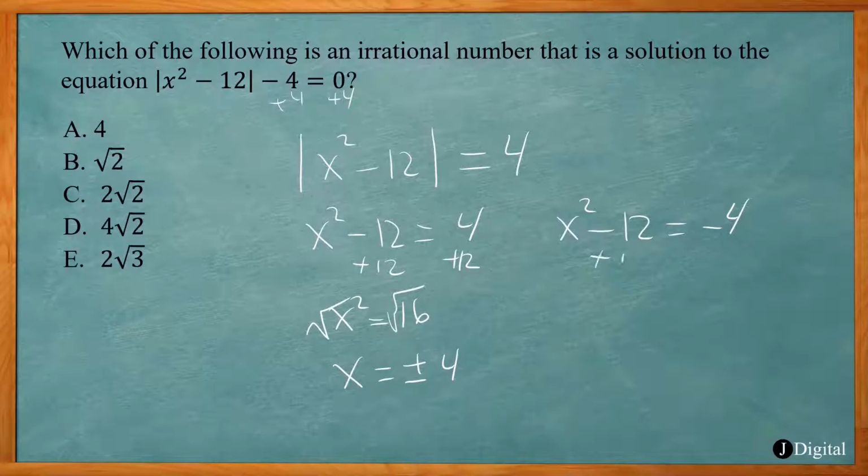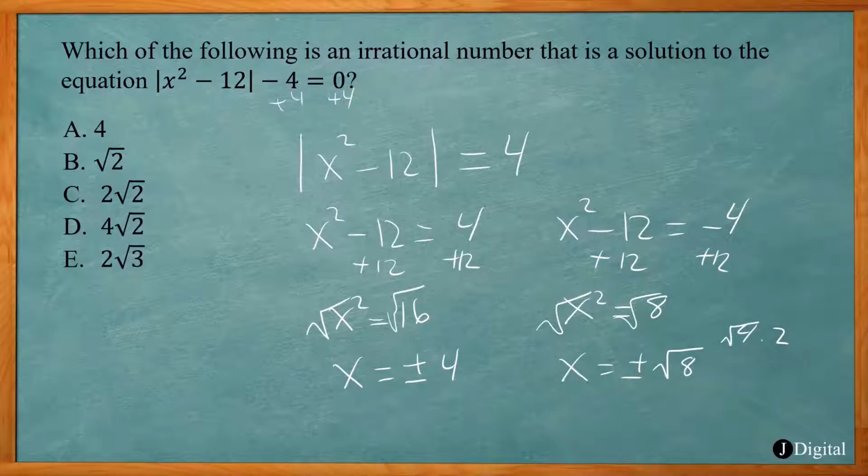Over here, add 12 to both sides. X squared is equal to 8. Again, you take the square root of both sides. X is equal to plus or minus square root of 8. If you break down 8, that's 4 times 2. I can take the square root of 4, which is going to be 2. And then square root of 2 is not a perfect square, so it just stays square root of 2. So the answer is plus or minus 2 square root of 2.